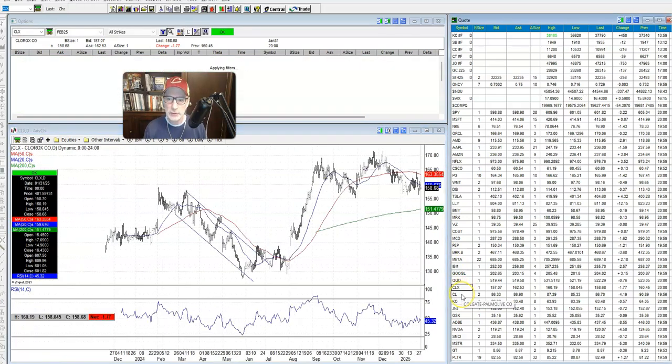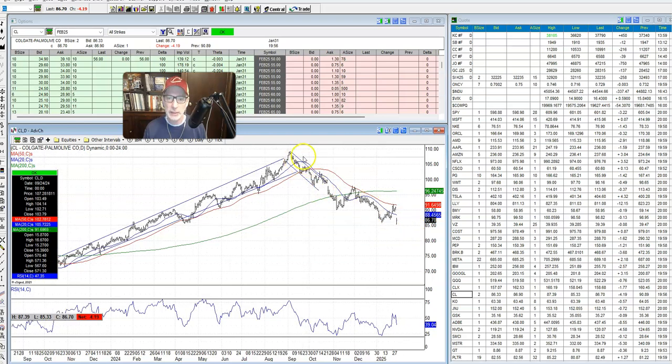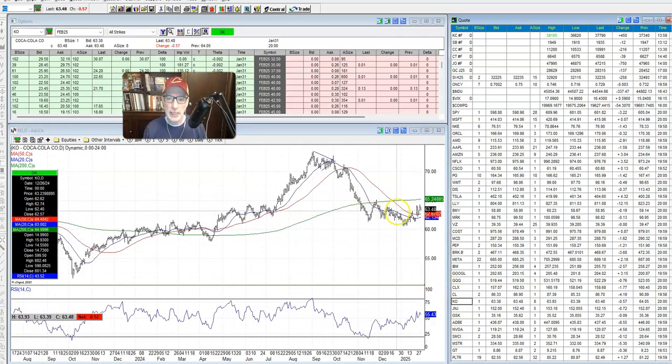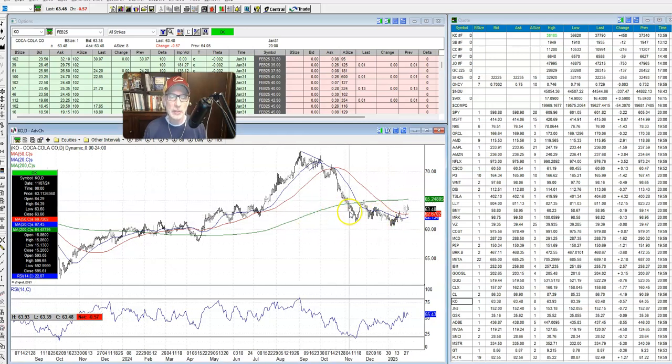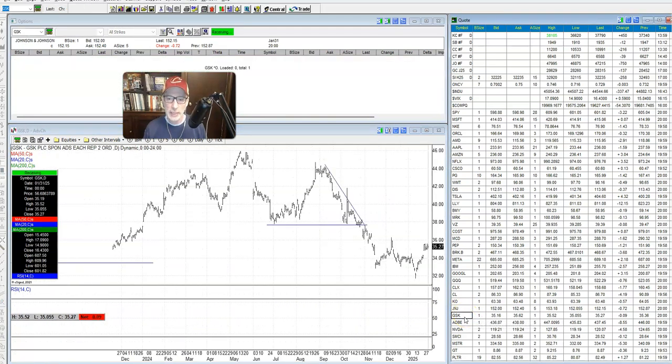What else? Clorox, nothing. Colgate had some earnings come out. Colgate, clear downtrend. You can see that. Do not buy this thing until it moves back up again. You're going to be picking bottoms. You're going to get hurt. Don't do that. Coca-Cola, sideways action. Long term, it's a good buy. For right now, it's just trading sideways. Nothing happening there. Johnson & Johnson, not much.